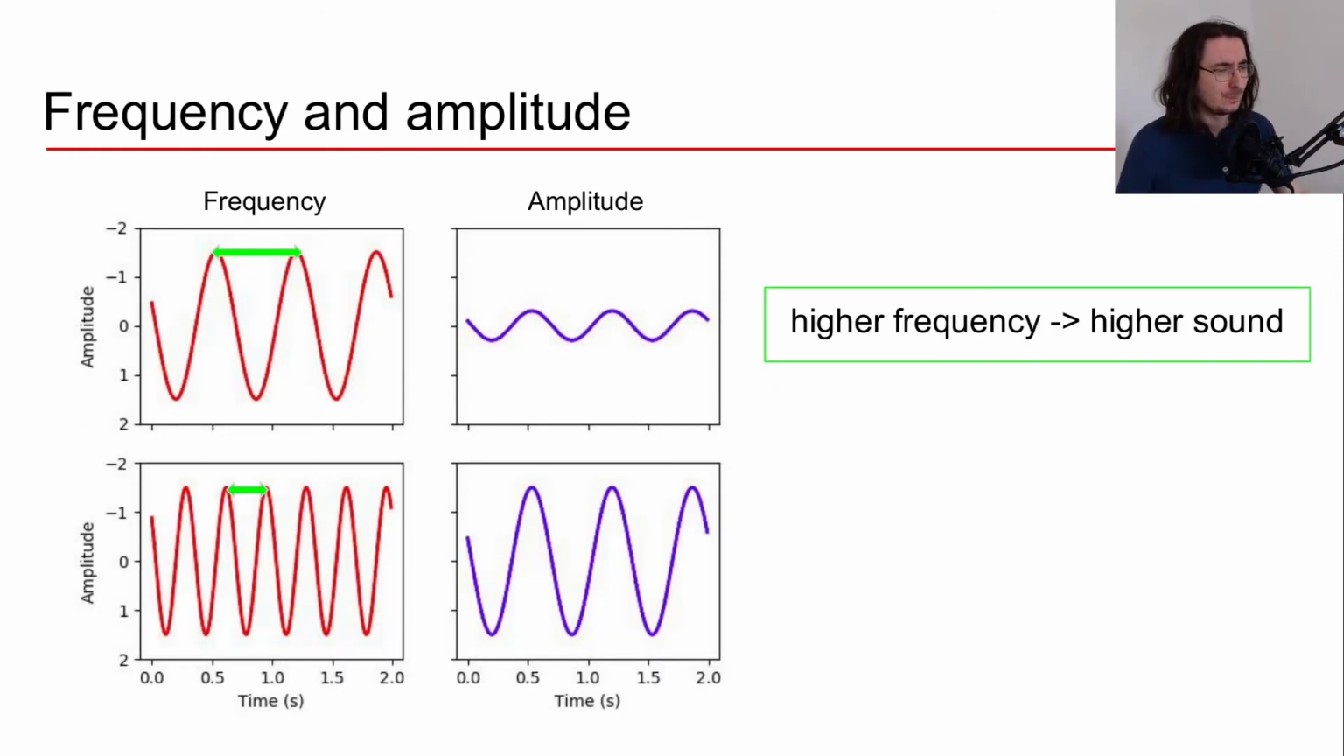Okay, cool. Okay, now let's take a look at frequency and amplitude a little bit more. As you can see here, with this red graph, we have two waves. And the one above here has this frequency, or well, that actually is the period, right?